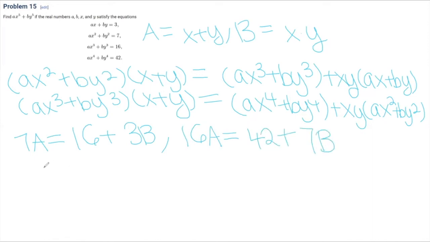So now with these equations, we will solve for A and B, which I am sure you know how to do. So let me move this down here. So 16A equals 42 plus 7B, because this makes it easier to solve. So let me erase this real quick.